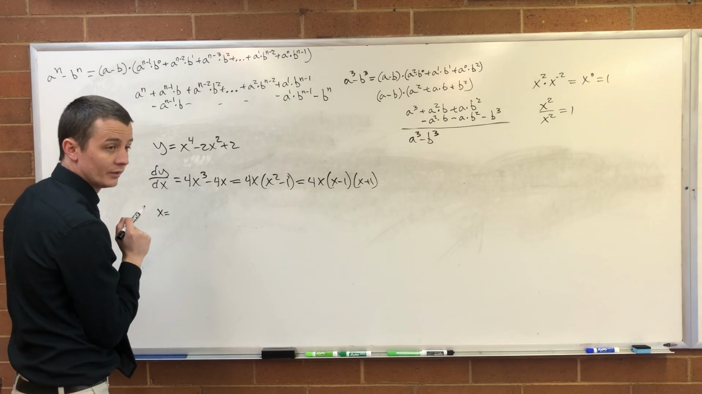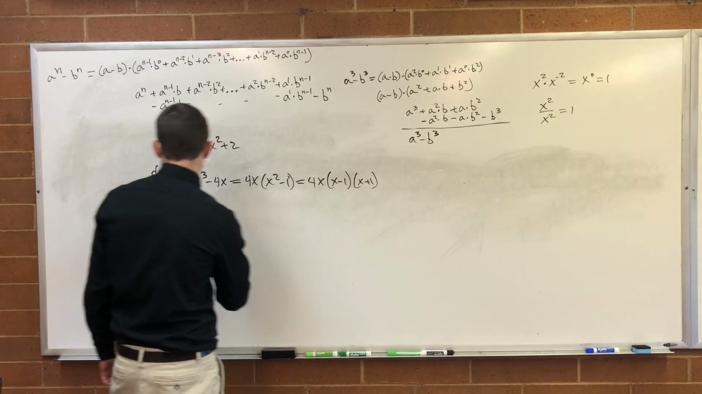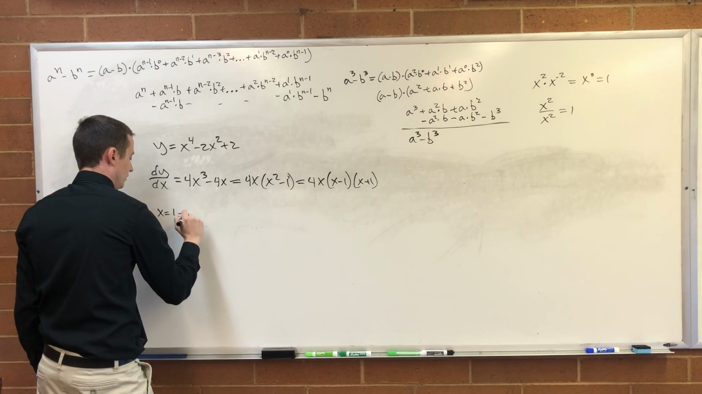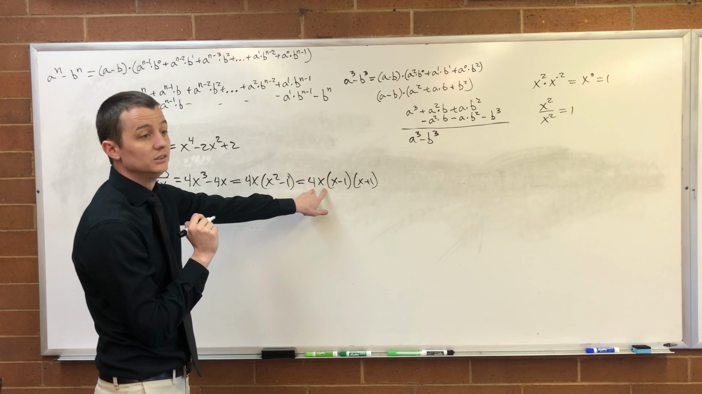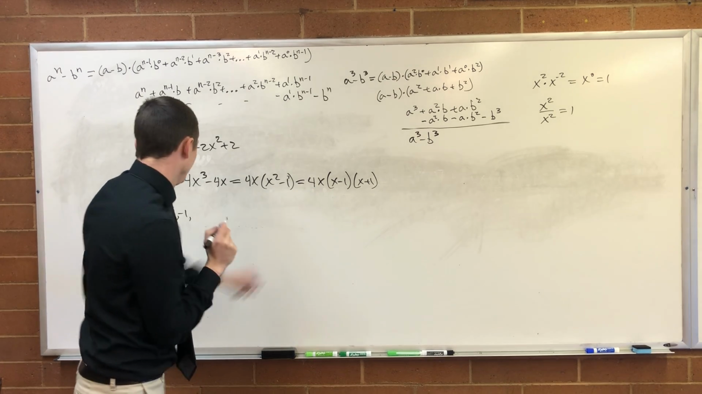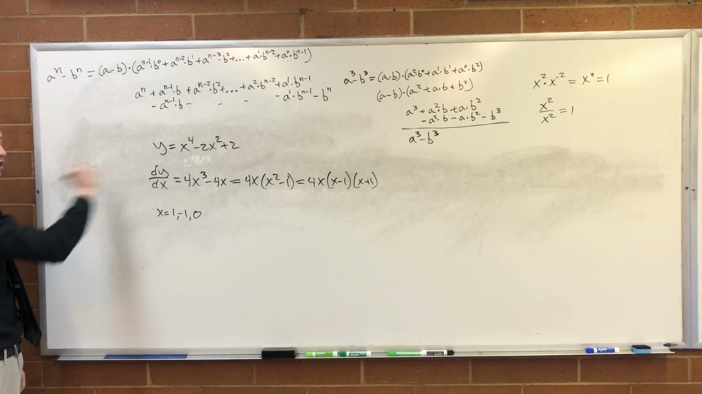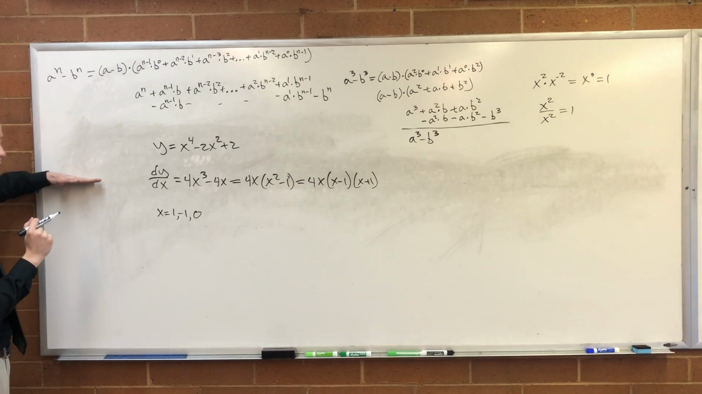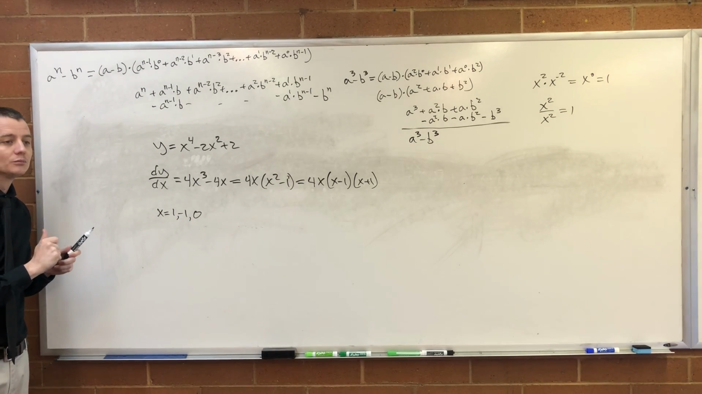1 and negative 1. Anywhere else? Where is this term 0? 0. So there's 3 places. So whatever this function looks like, it has a slope of 0 at 1, negative 1, and 0. Okay. Make sense?